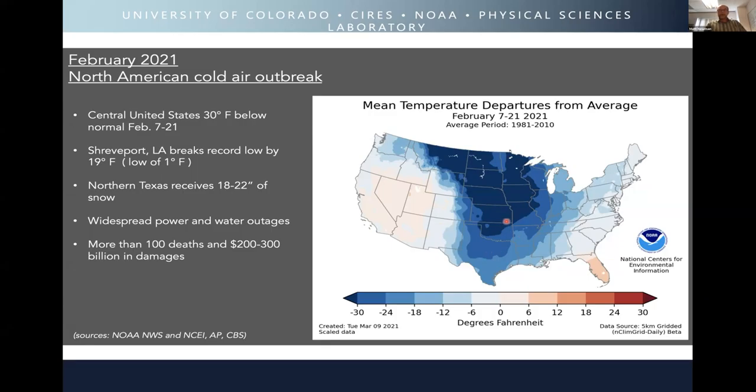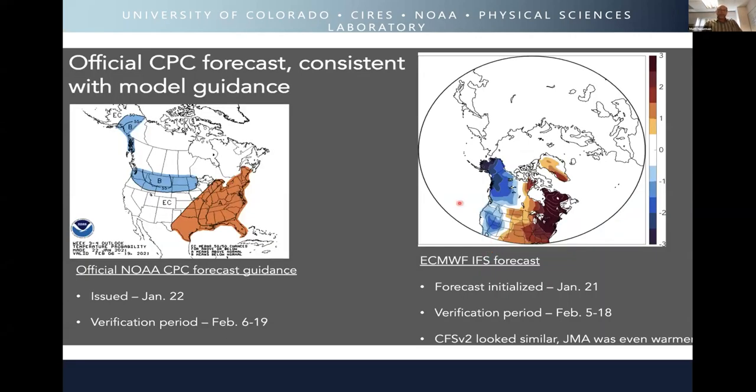We'll look at this February 2021 cold air outbreak. This is the two-week temperature anomaly. It was really impressive. Obviously, a lot of records were set, particularly in northern Texas. It had a very large societal impact, and they're still fighting over it in Texas, I understand, because of the power outages. And so the question we have basically is how well did the limb expect this could be predictable, and what might have contributed to that potential forecast skill?